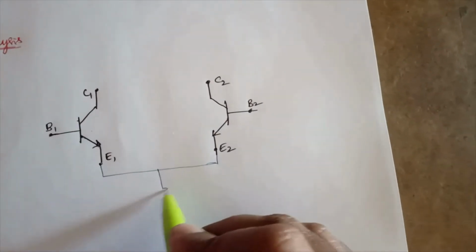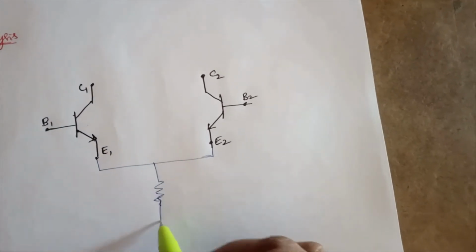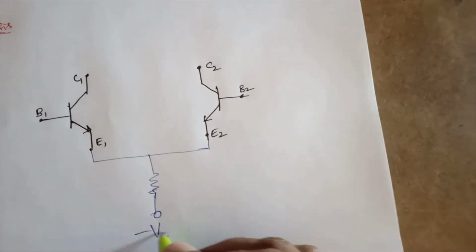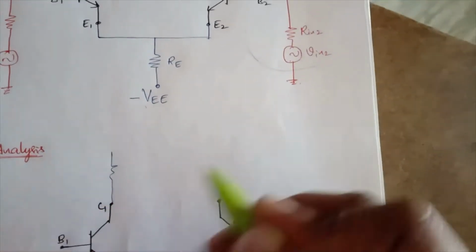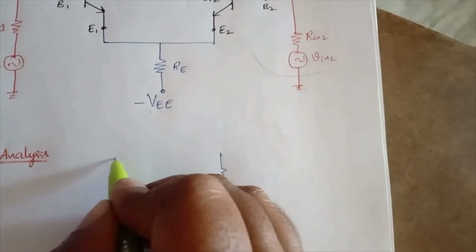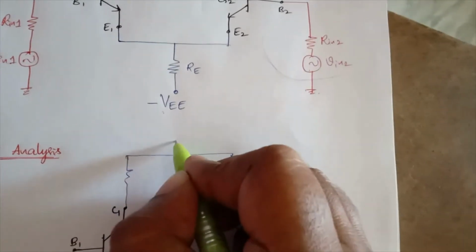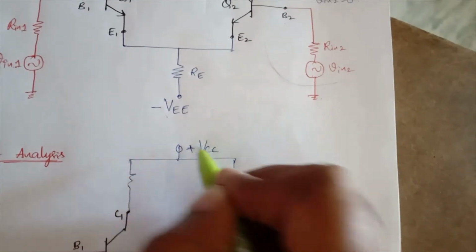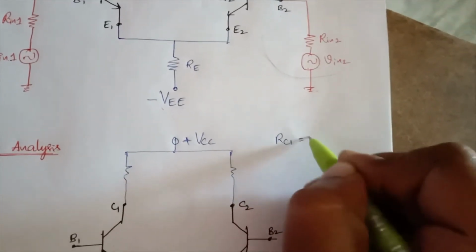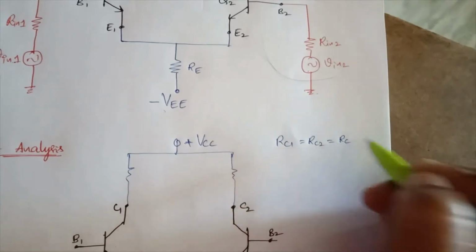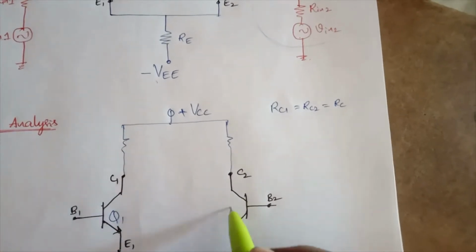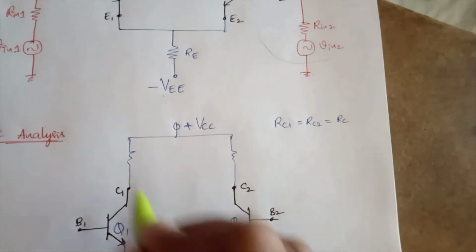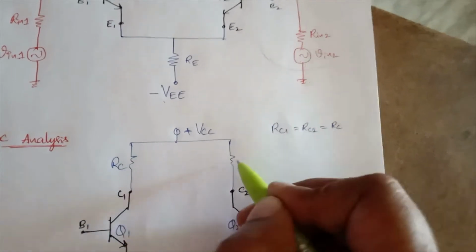So that is minus VEE, connected through capital RE, and one more DC source is plus VCC. Here I consider RC1 equal to RC2 equal to RC. We already know that for a differential amplifier the two transistors Q1 and Q2 should be identical and the collector resistances should be equal.